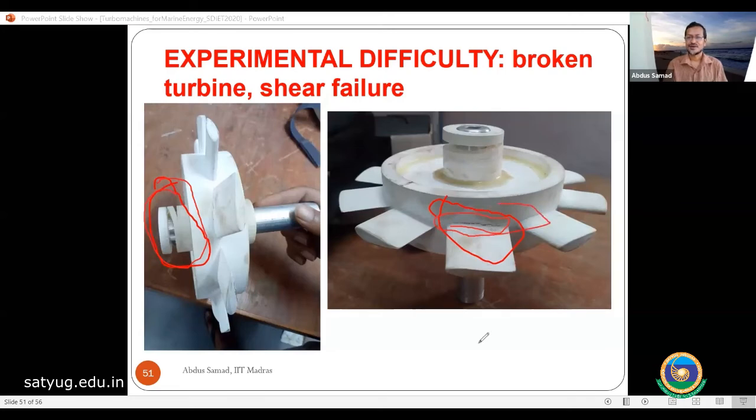So initially one student, Tapas Das, made all these things. Then it got broken. He said, "Sir, it got broken. What should I do?" Then again, we found some other money to make another system. So this annotated system.